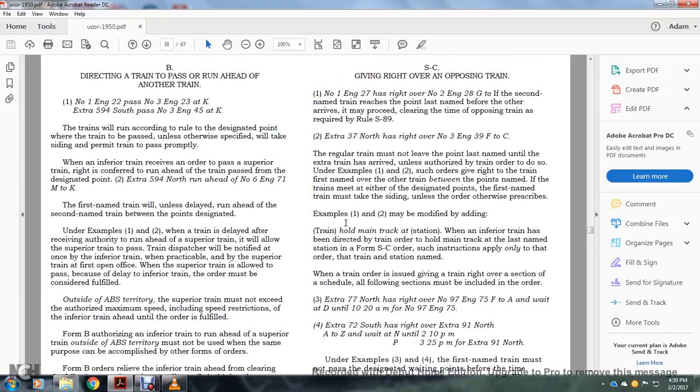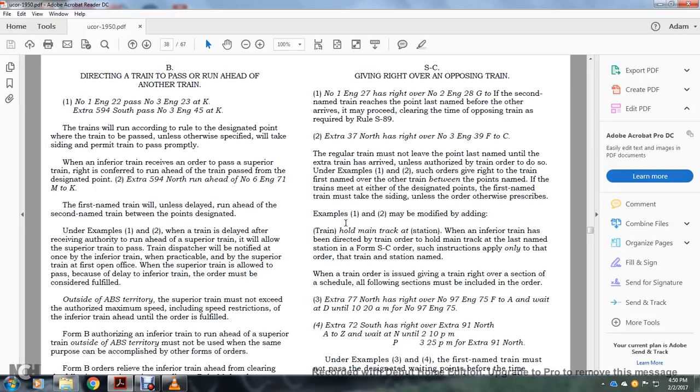Form C, giving the right over the opposing train. Number 1, engine 27 has the right over number 2, engine 28 at G. If the second named train reaches the point of the last named before the other arrives, as preceding the clearing of the time of the opposing train, as required in Rule 79, single track Rule 89. Extra 37 now has the right over number 3, engine 39, F to C. The regular train must not leave the point last named until the extra has arrived unless authorized by the train order to do so.